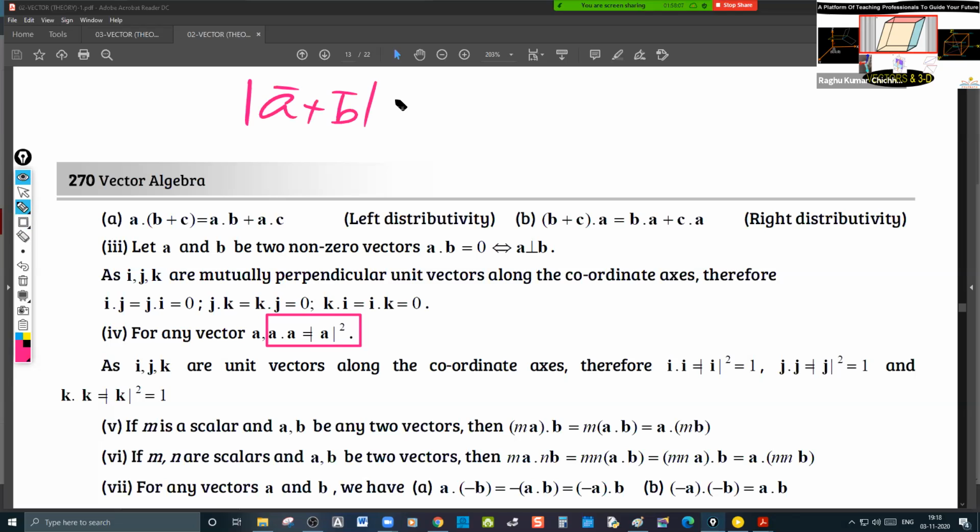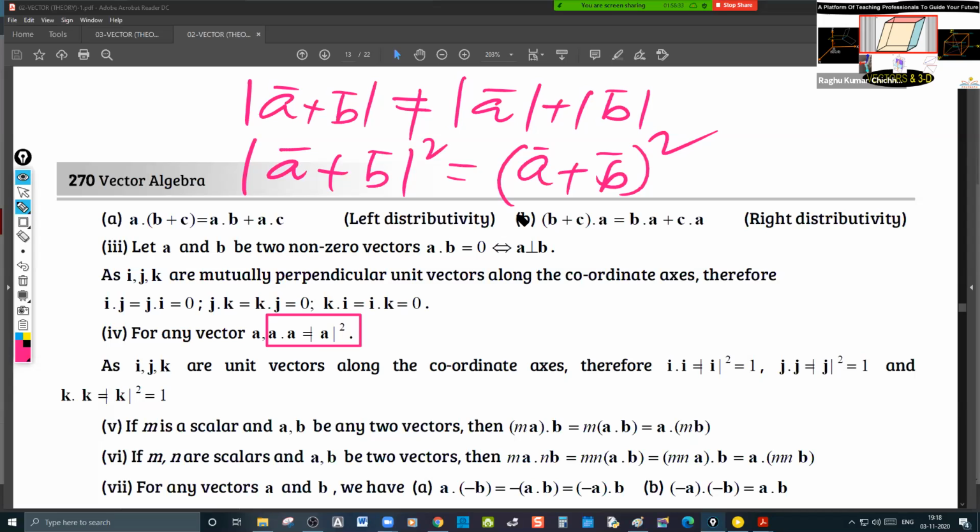Then you cannot write this as mod a bar plus mod b bar. You cannot write this. Of course, this happens only when they are collinear. Only when they are collinear, this happens. But if you want to find out modulus of a bar plus b bar, then what is to be found out, you have to consider its square. Then after taking its square, you can write it as a bar plus b bar whole square.